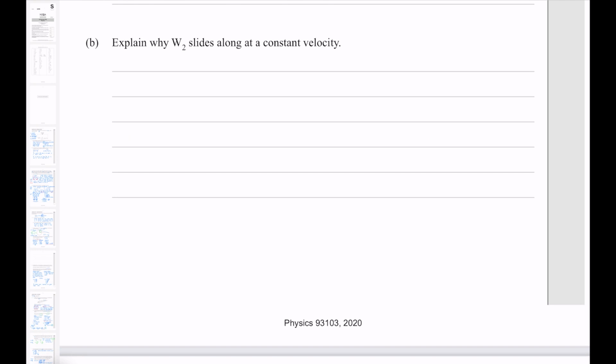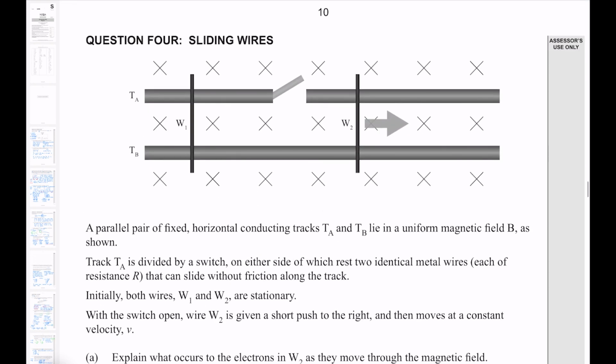Explain why W2 slides along at a constant velocity. So let's consider the forces that are at work here. Well, we know that our charges, our electrons in this wire, are experiencing a downwards force. And since we're told that we can ignore friction, this downwards force is really the only one we need to consider. However, because it is downwards, it has no component in the direction of W2's motion to the right. This means it has no effect on W2's velocity, and since there are no other forces we've been made aware of, via Newton's first law, the velocity must stay the same.